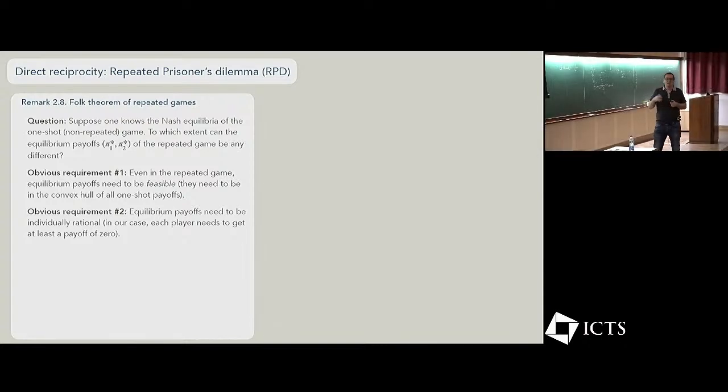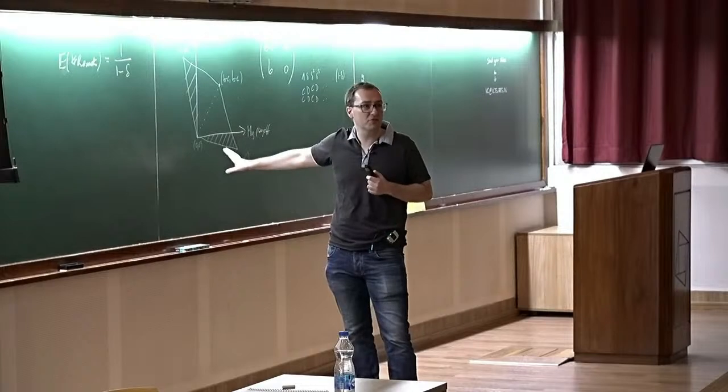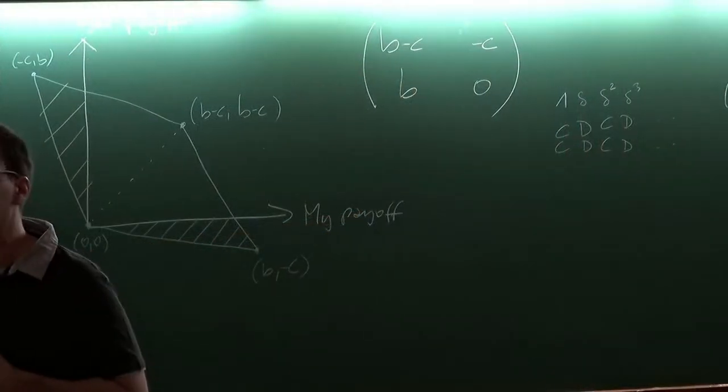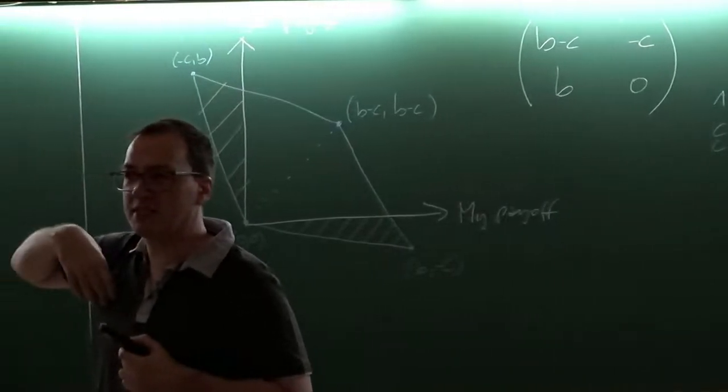So this is the other obvious requirement. This is sometimes called that payoffs need to be individually rational. What is meant exactly is that I need to get at least a payoff of 0, because the payoff of 0 is the payoff that I can guarantee myself. No matter what you do, I can always at least guarantee myself a payoff of 0.